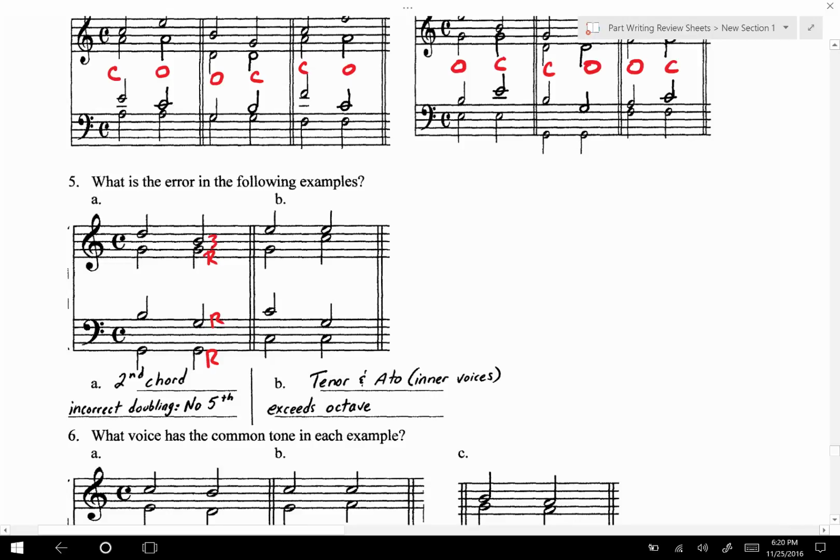In 5B, the tenor and alto, also known as the inner voices, exceed an octave in the second chord, right there. So that's a voice part error.